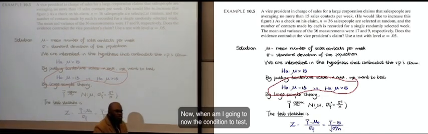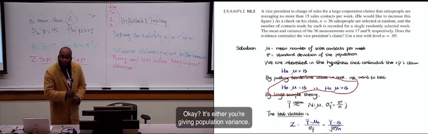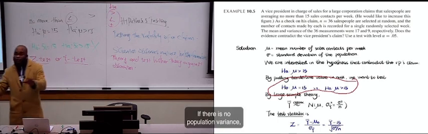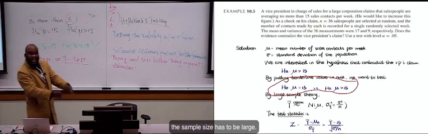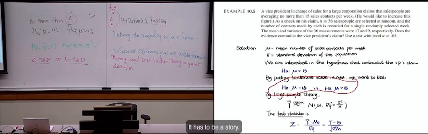Now, the condition to use a z-test is, number one, when the population variance is known, okay? Or when the population variance is unknown, the sample size has to be large. I'm going to say that again. The condition to use a z-test is either you are given the population variance, or if there is no population variance, the sample size has to be large. And how large is large? It has to be at least 30.